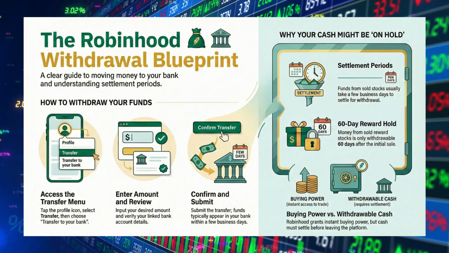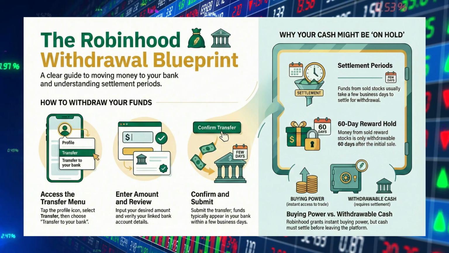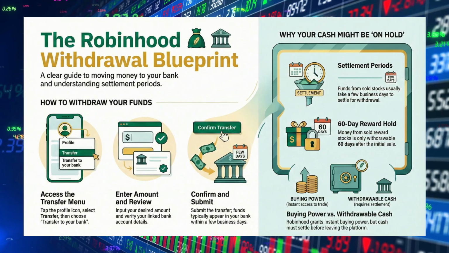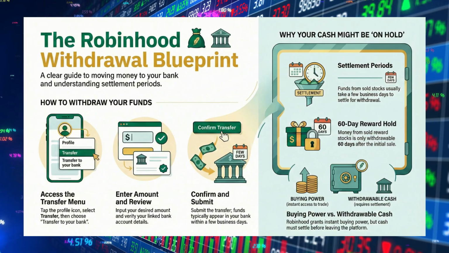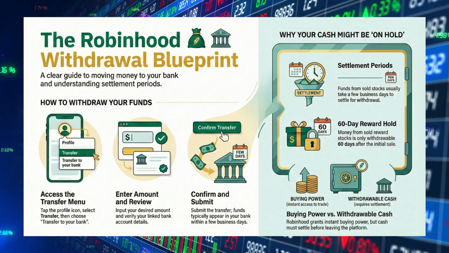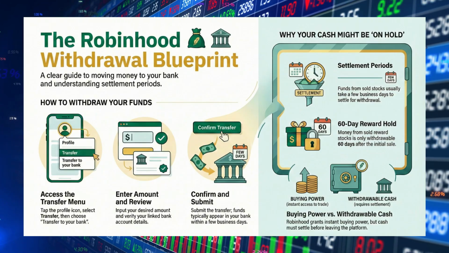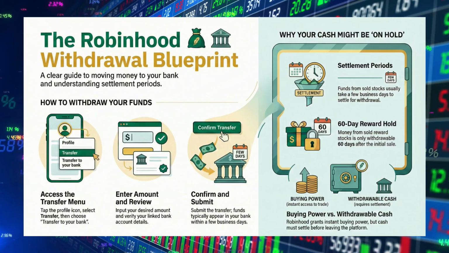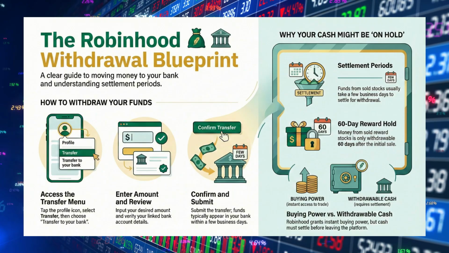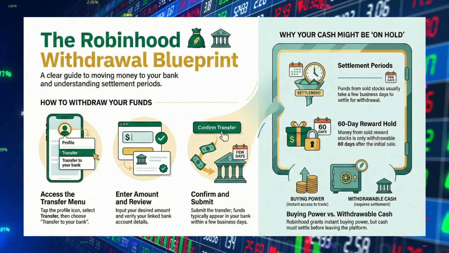Once your funds are available, return to the transfer screen, enter the amount you want to withdraw, and tap Review. Confirm the amount and double-check that the linked bank account is correct and still accessible to you. After you submit the transfer, that money will no longer be available in your Robinhood account. The transfer usually takes a few business days to appear in your bank account. If you change your mind, you can edit the amount or cancel before submitting.